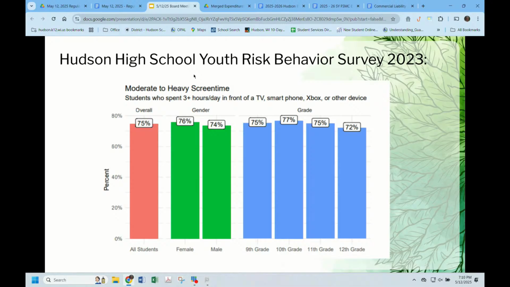But currently, we're looking at this kind of information, so heavy screen time. This question asks about students who are on devices excluding school-related use, so not on Chromebooks for school time, that sort of thing. And this doubled from 2019 to 2021. 38% of students were on devices 3 hours or more in 2019 to 75% in 2021, and then stayed steady in 2023. So we'll see what it looks like this year.